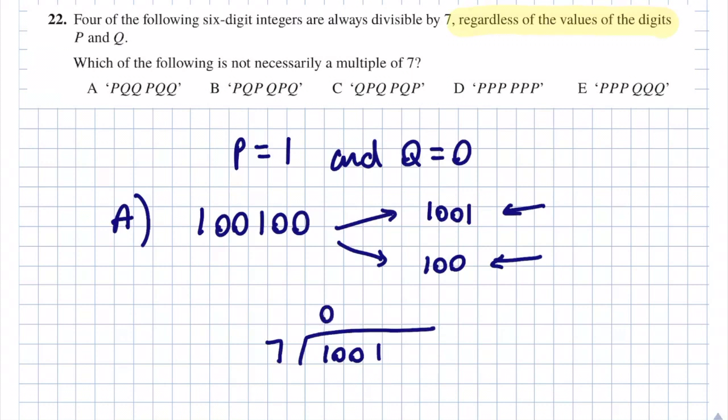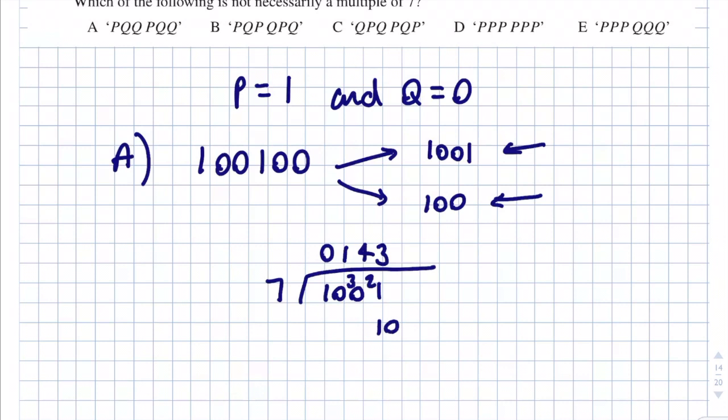That's 0. How many 7's go into 10? That's 1 with a remainder of 3. How many 7's go into 30? That's 4 with a remainder of 2. And how many 7's go into 21? That's 3. So therefore, 1001 divided by 7 equals 143.